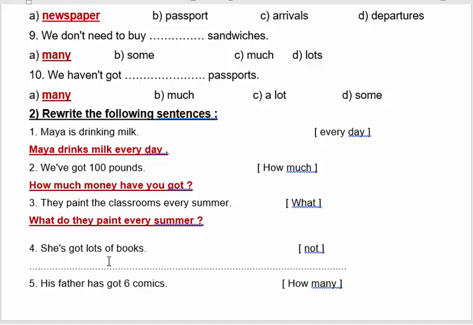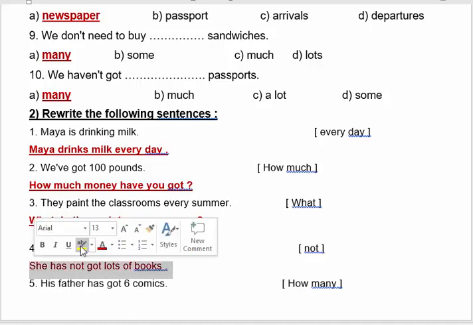Number 4, she has got lots of books. Use not. Okay, she hasn't or has not. She has not got lots of books. Okay, again the answer will be she has not got lots of books.